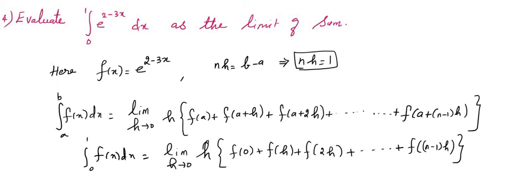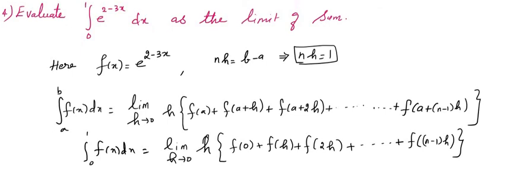Limit h tends to 0, h times, a is what? 0. Plus f of h plus f of 2h, like this up to f of n minus 1 h, which we will get. Understood? Here we have a simple function, therefore no need of any separate steps, directly we can substitute. Understood? See what we get here.